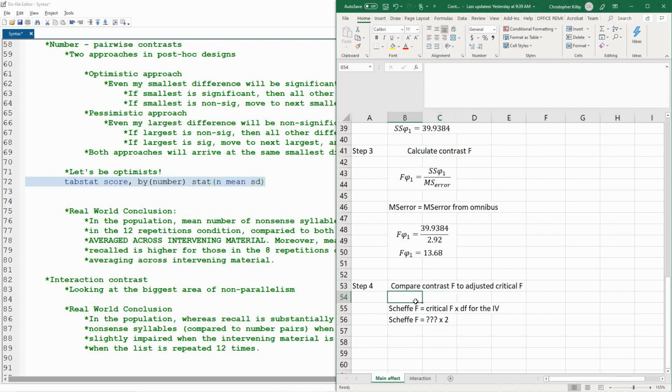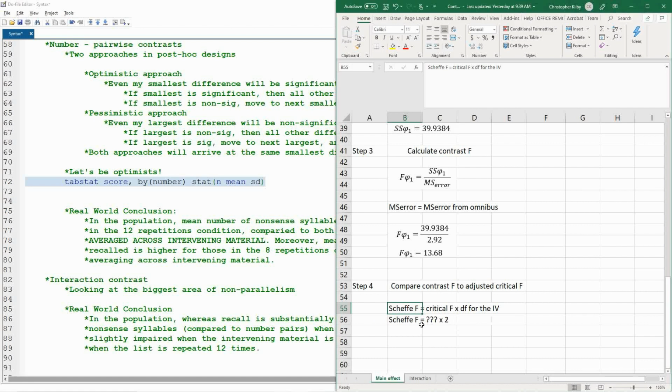Well, we need to calculate a critical F, and this is the largest F that we would get if the null hypothesis was true. So in other words, the F that we would get at effectively 0.05, or if our p-value equals 0.05. So any F larger than this critical F has to be significant. And we're going to calculate a Scheffé critical F because we want a Scheffé correction. To do this, we need to find what our critical F would be normally for our ANOVA and multiply by the degrees of freedom for the IV.